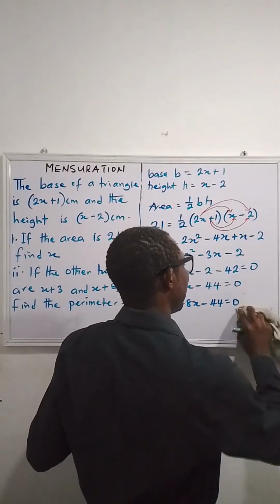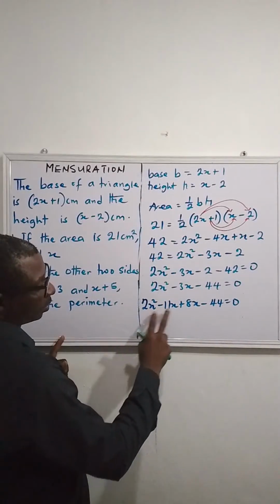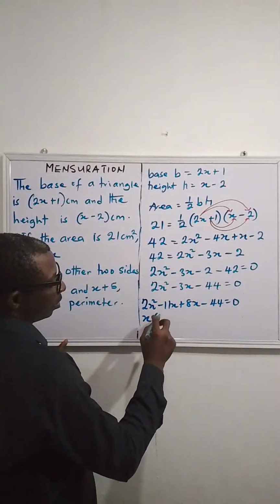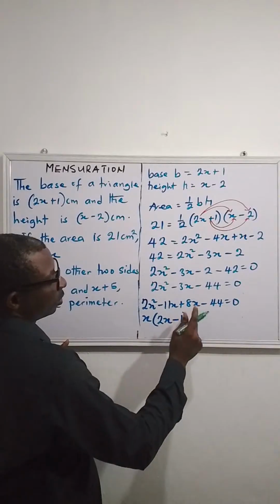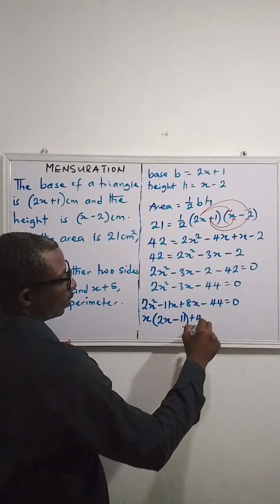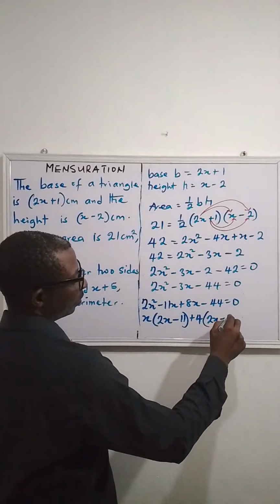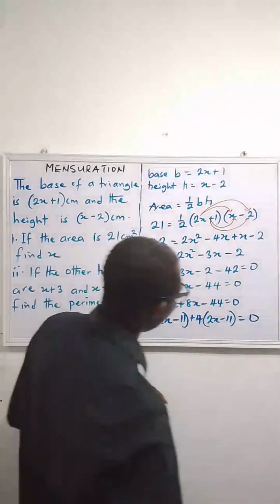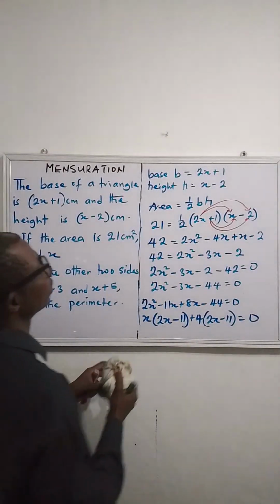So let's try and factorize by pairs. The first pair: what is the GCD? That's x. So we have x(2x minus 11). What's the GCD of the second pair? That is plus 4. So when you do that, you have 4(2x minus 11) equals 0. Okay, so now let's continue with that.